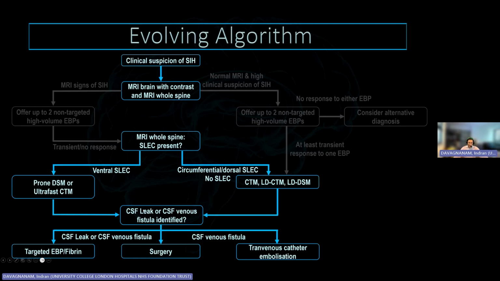And on identification, you can then propose one of three potential steps for treatment, depending on what type of leak it is. So you can do targeted blood patches or fibrin injections, which probably are not as effective as surgery from our own series. Surgery, of course, is there, or in the case of CSF venous fistula, transvenous catheterization and embolization.